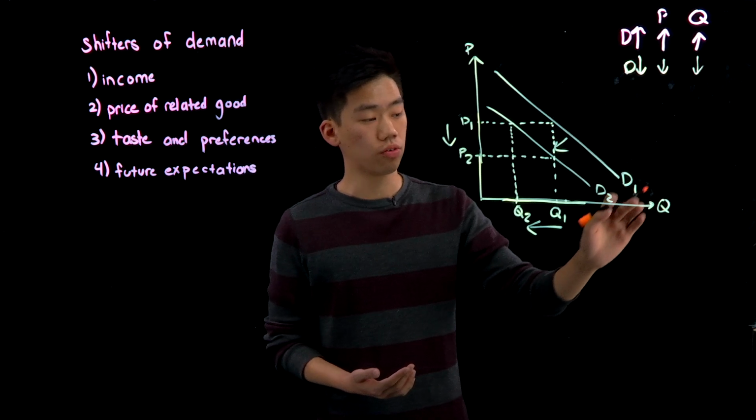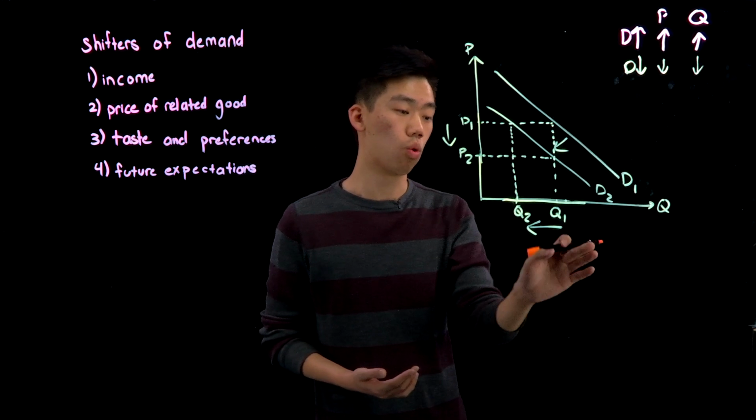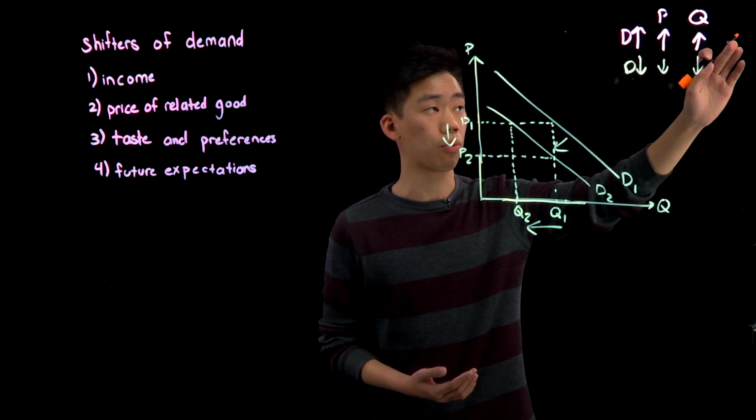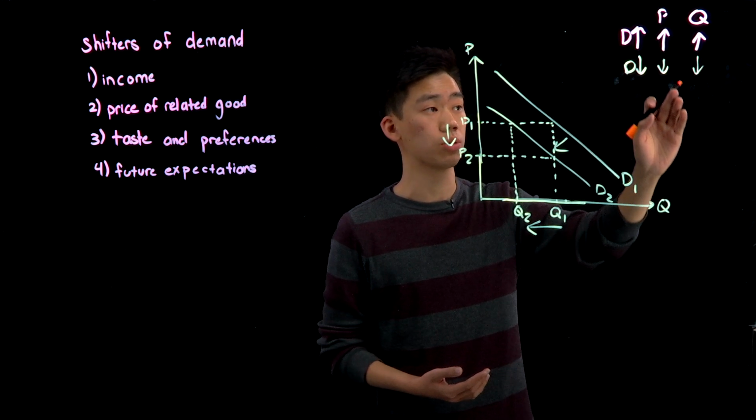So a demand curve represents a shift in the price and quantity, either a rightward shift, which is an increase in quantity and price, or a leftward shift, which is a decrease in price and quantity.